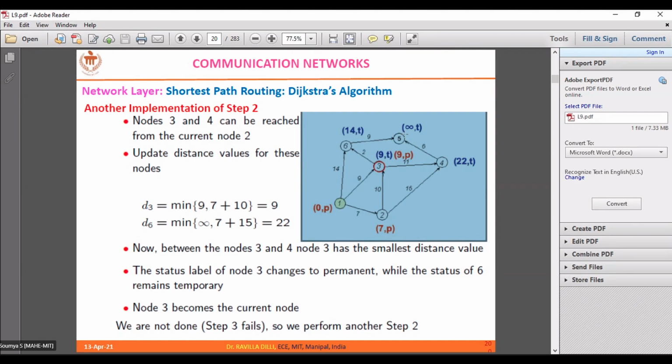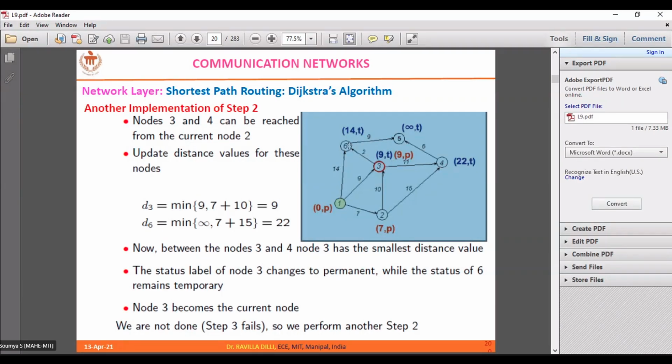Which among these is the least? It is of course the cost of 3 is the least one, right? So you go to node 3. Node 3 is now the current node or the working node. You try to examine the neighbors of node 3. Who are the neighbors of node 3? Node 3 is connected to 6 and 3 is connected to 4.